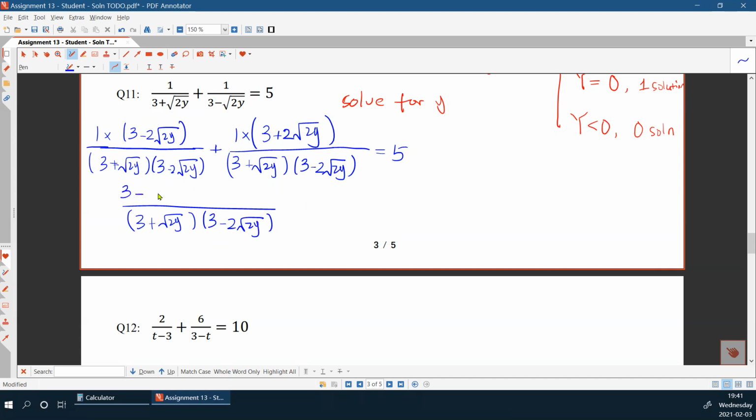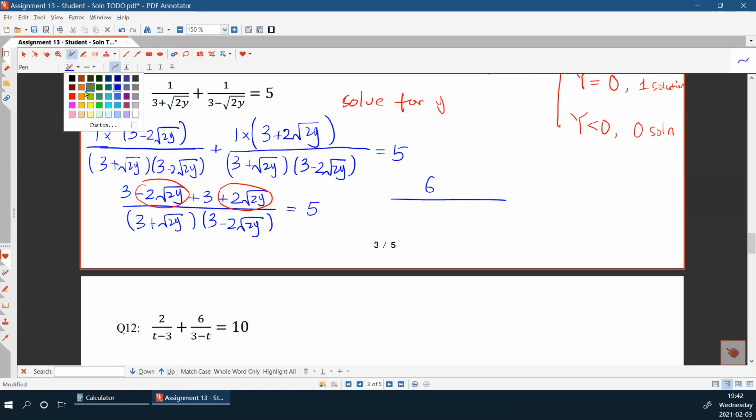So here you have 3 minus 2 square root 2y plus 3 plus 2 times square root 2y. And now you can see that these two terms can be cancelled because minus 2 of it plus 2 of it is 0, right? So here equals 5. Okay, so this means 6 over 3 times. Okay, I'm going to rewrite this. Note that you can use this formula here: a plus b times a minus b is a squared minus b squared, right? You can use this formula to rewrite the denominator here.